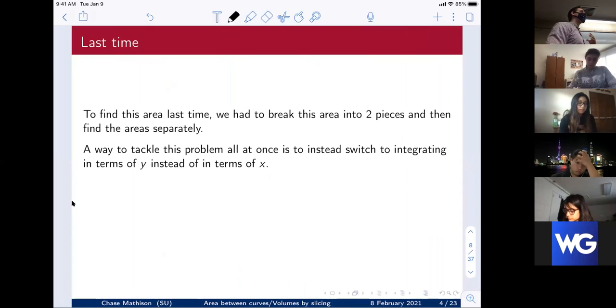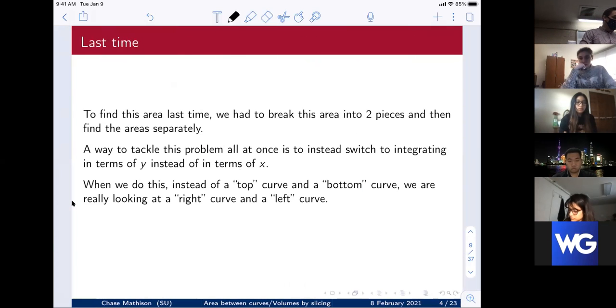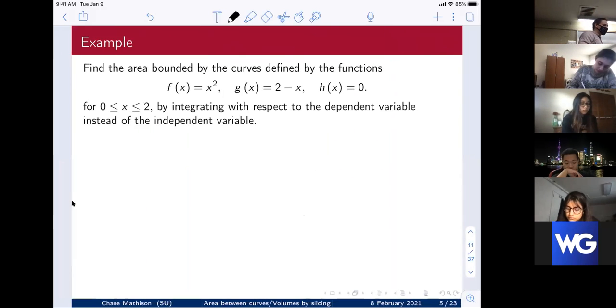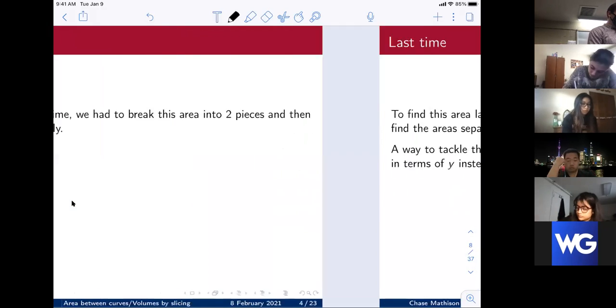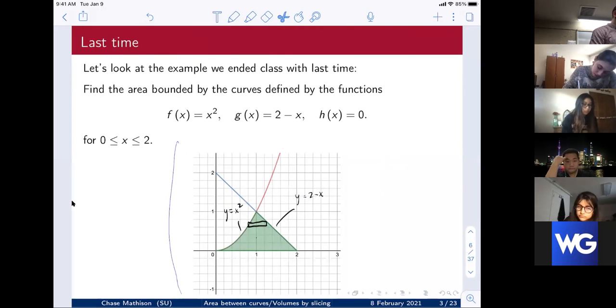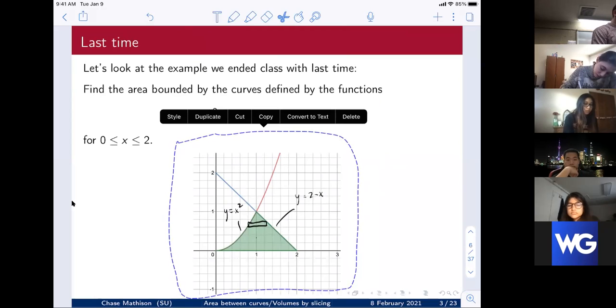So the main idea that we're going to use here is we're going to switch from using integration over the x's to integration over the y's to find this area. All right. So this is switching from thinking of this as top minus bottom to right minus left. And anytime you see a region that looks more like it's bounded on the right and on the left instead of the top and the bottom, you'll probably want to switch to integrating in terms of y. Okay. So let's try and do this problem using y's instead of x's. So let me come back here and copy this picture.